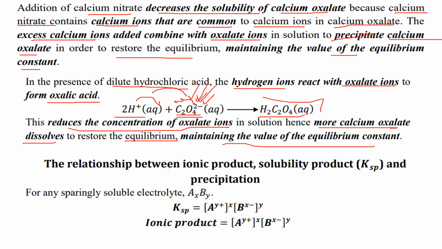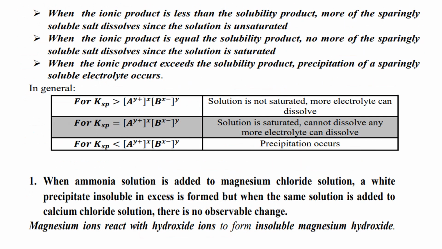Now let's look at the relationship between ionic product, solubility product, and precipitation. If we consider our electrolyte as we started with it, we said that Ksp is equal to this. But notice that the ionic product is also going to be equal to this. They are the same expansions. Ksp is equal to that and the ionic product is equal to this. Notice that here, Ksp is independent. The ionic product is simply this expression here: the product of the molar concentrations of the ions present in a saturated solution at a given temperature.